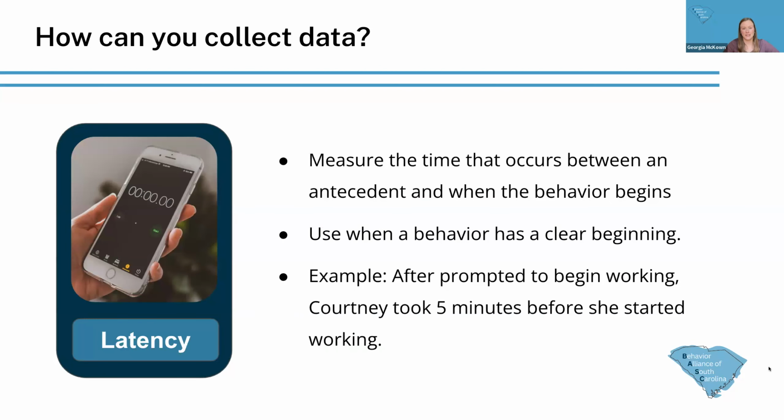And finally, we have latency. With latency data, you're measuring the time that occurs between an antecedent and when the behavior begins. You use this when a behavior has a clear beginning. For example, after prompted to begin working, Courtney took 5 minutes before she started working. So the antecedent is that prompt to begin working, and then there's latency between the antecedent and when the behavior of Courtney actually starting to work occurs, and that latency was 5 minutes.